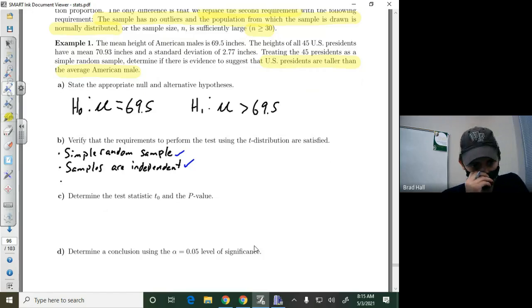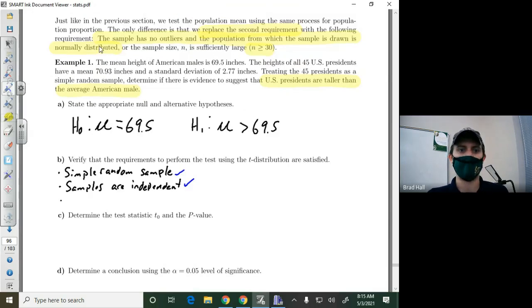So from here, normally we assume those two for free though. Just assume that those two are true. Those are normally always true. The one that we really need to notice is that new requirement that I threw, and that's actually highlighted at the top of the screen here. We're going to assume the sample has no outliers because they didn't give us a data set. There's no real way to check that.